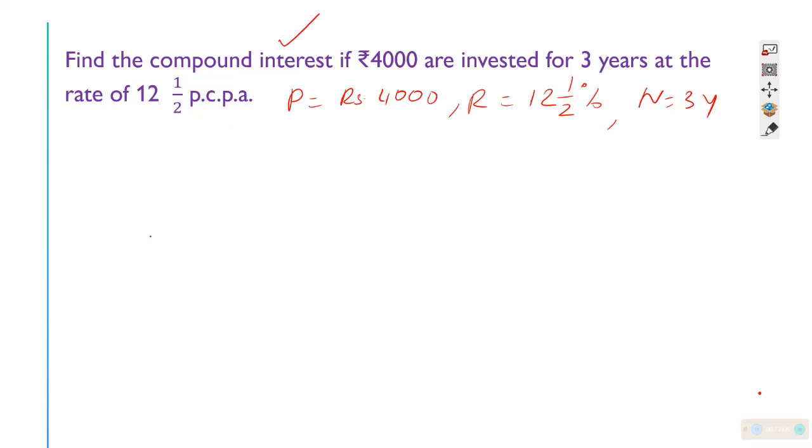To kaise karenge? Compound interest ka formula to padha nahi hai. Lekin compound interest ki jagah pe humko amount ka formula hai. To hum amount se principal minus karenge. To amount calculate karenge. Amount can be calculated by the formula P into 1 plus R upon 100 whole raised to N.